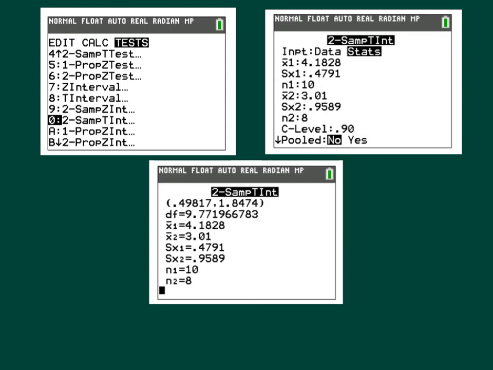That about wraps it up for two-sample t intervals. Hopefully this was helpful.